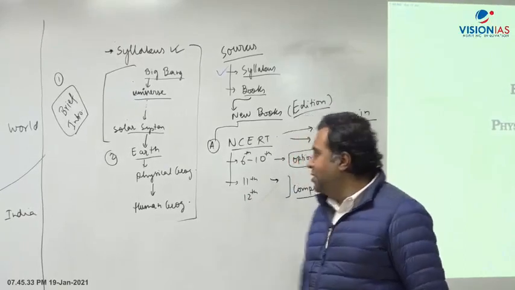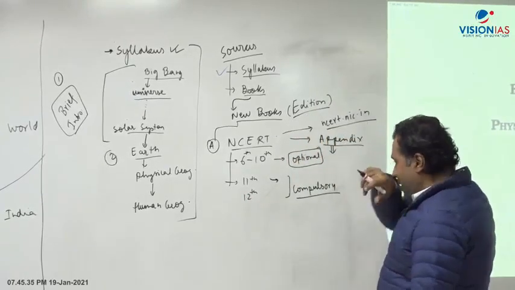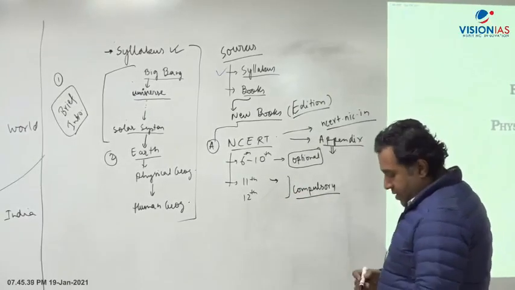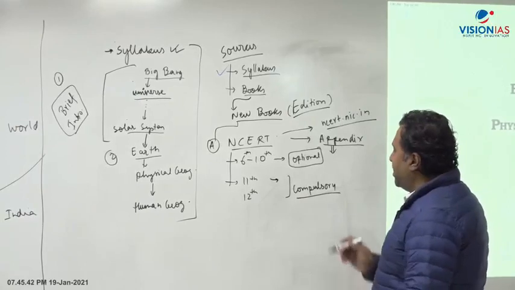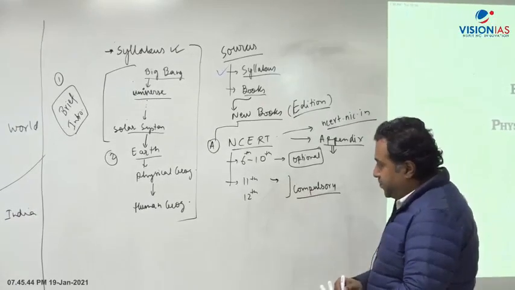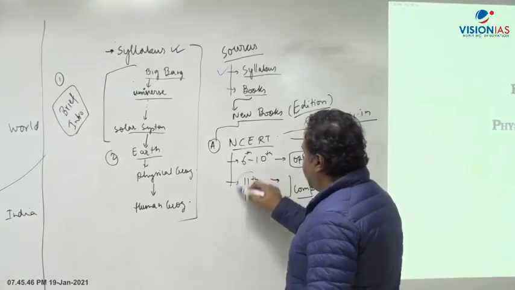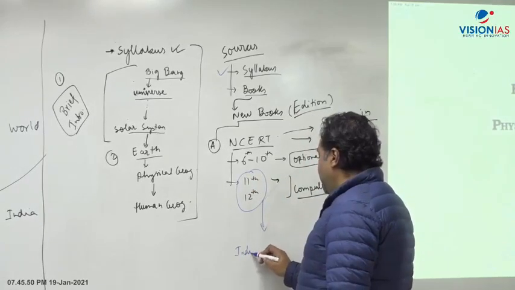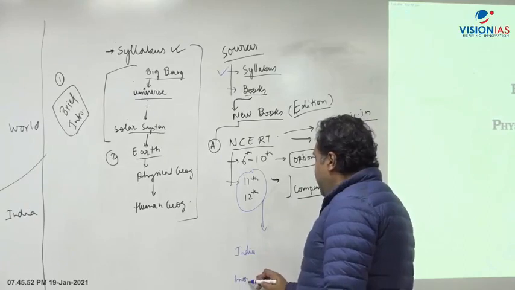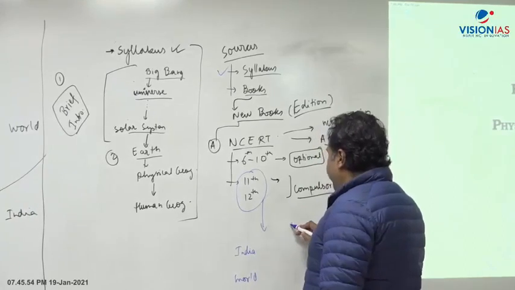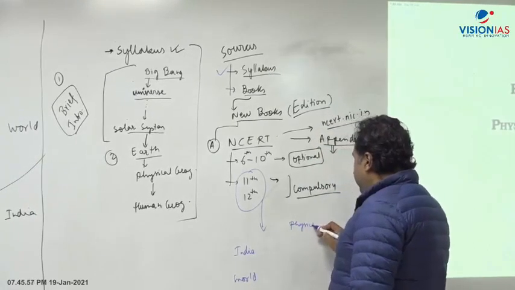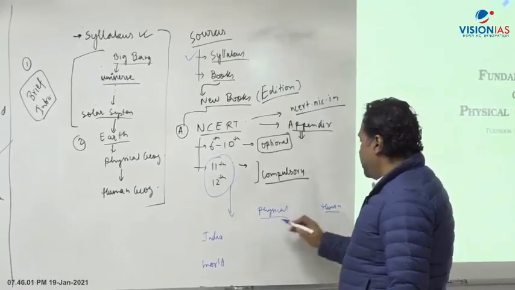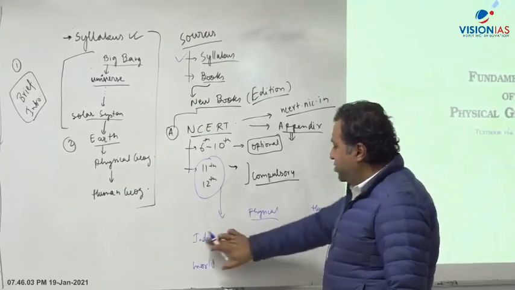I hope you understand. So this is your NCERT, all the new NCERTs. Okay? So class 11, 12th, how many NCERTs do we have? In class 11, 12th, you have total 4 NCERTs. 4 NCERTs are there. How? You have India and world and physical and human. Okay, so world and India.